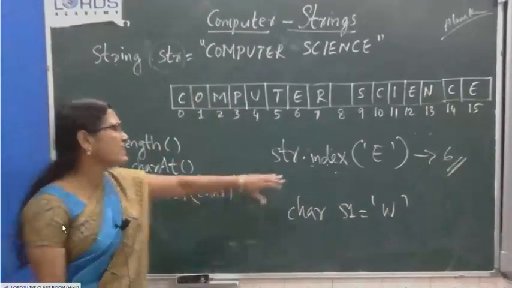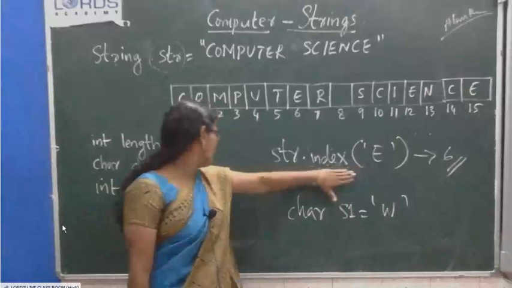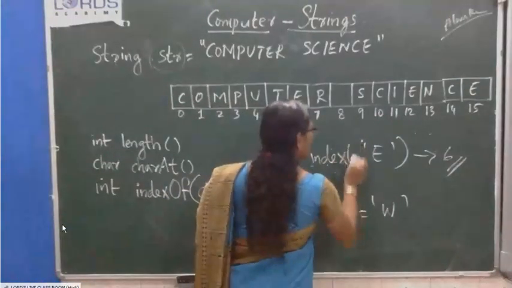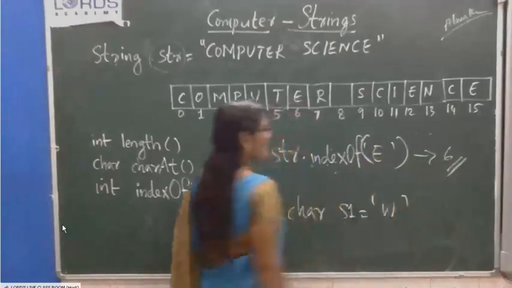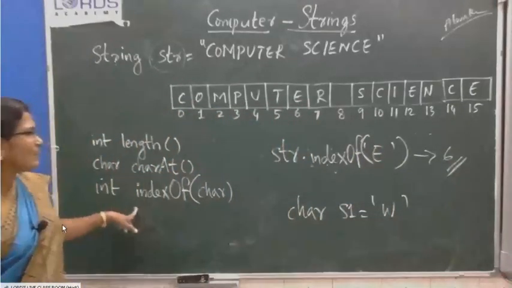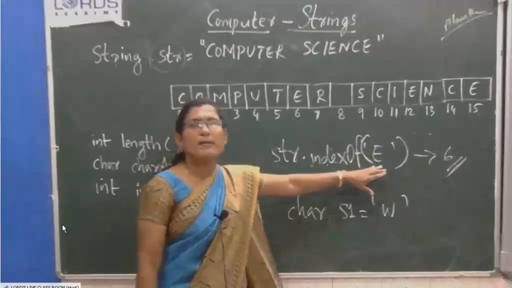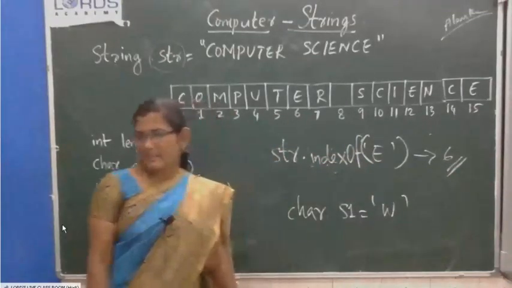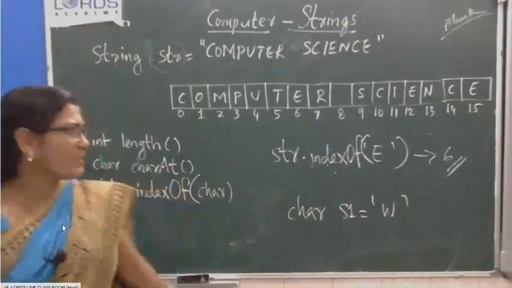So, the indexOf method will give you the index of the first occurrence of the specified character. The method name is indexOf.